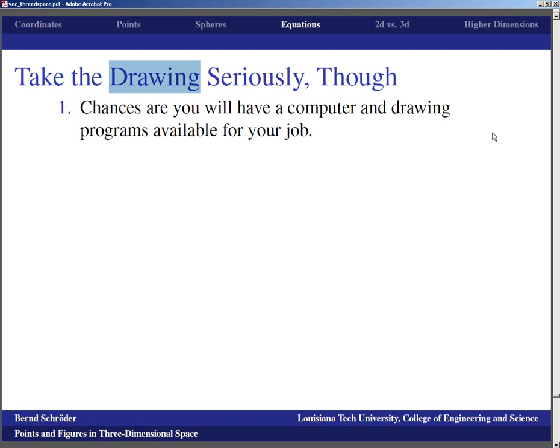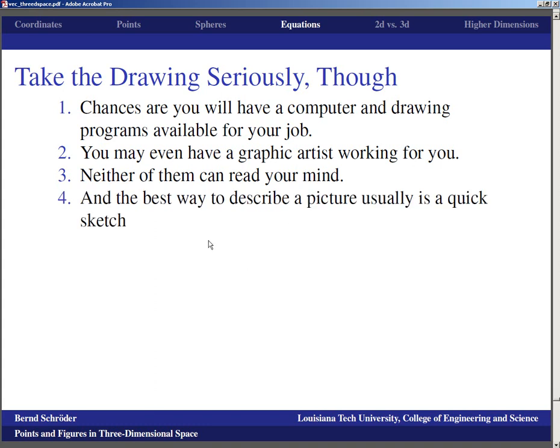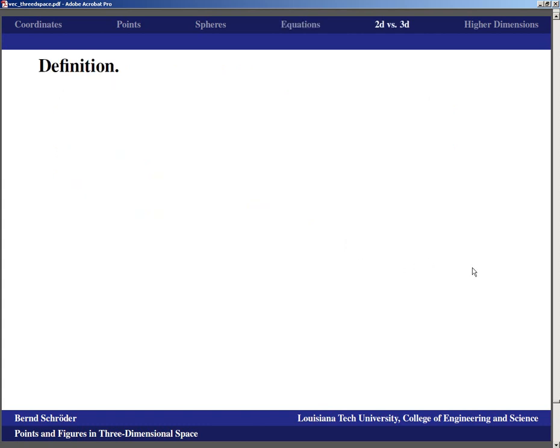Whether I've got a computer that makes my lines straight or not doesn't really matter that much. You may even have a graphic artist working for you. Neither your computer nor your graphic artist can read your mind, so as you quickly describe a picture, the best way to do that is with a quick sketch. You can do that by hand or with a computer-aided design program. But certainly, especially at first, hand sketches probably work better than also dealing with the vagaries of a piece of software.